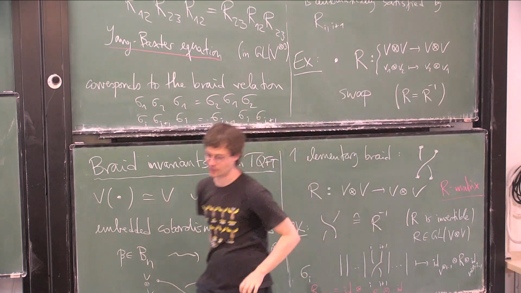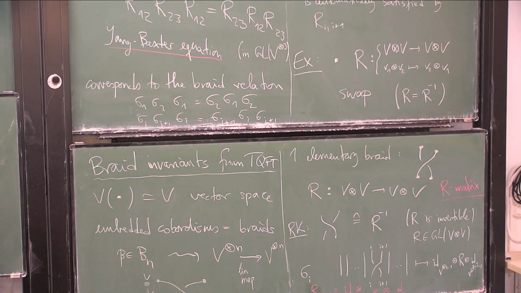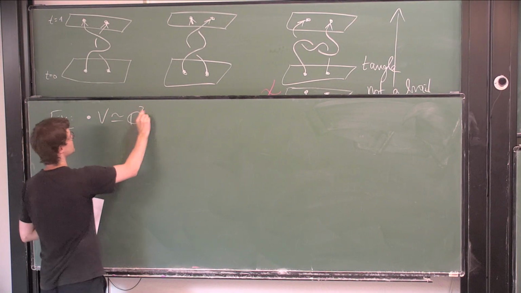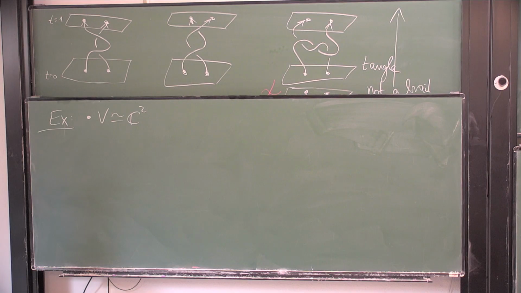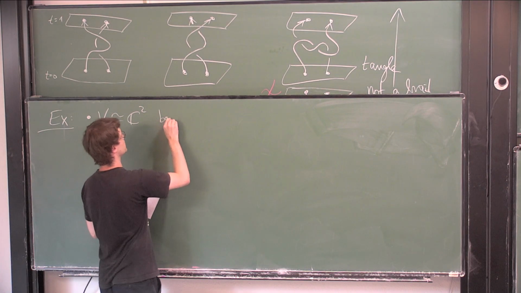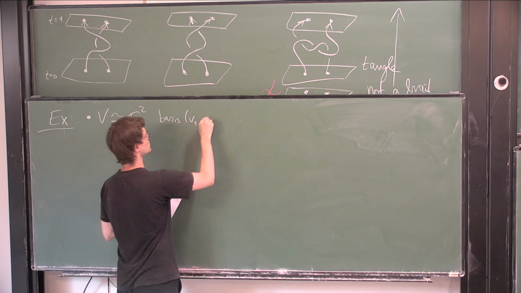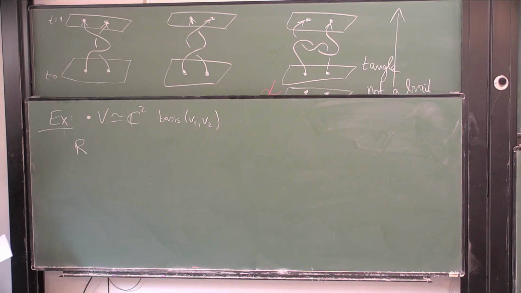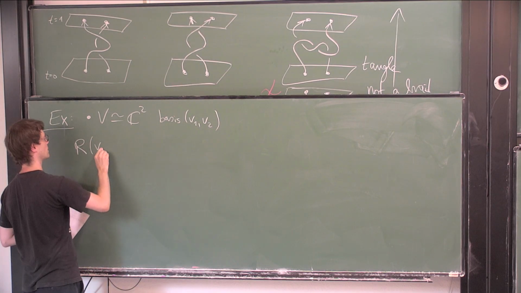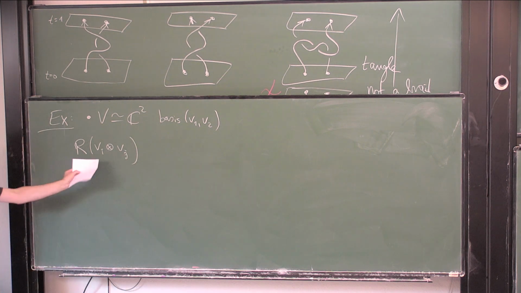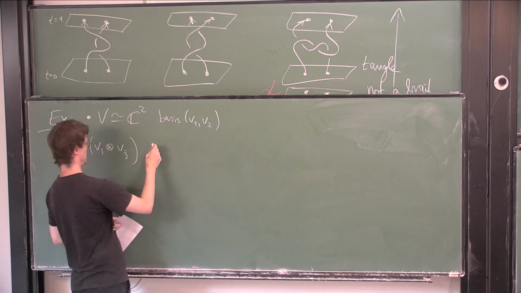Okay, so let's go for a more interesting example. The smallest interesting case is when V is C^2. If it's only one-dimensional, it's too trivial. So let's fix a basis, 1 and 2. And then define R as follows. It's sufficient to define R on a basis. We'll just define what v_i tensor v_j goes to.